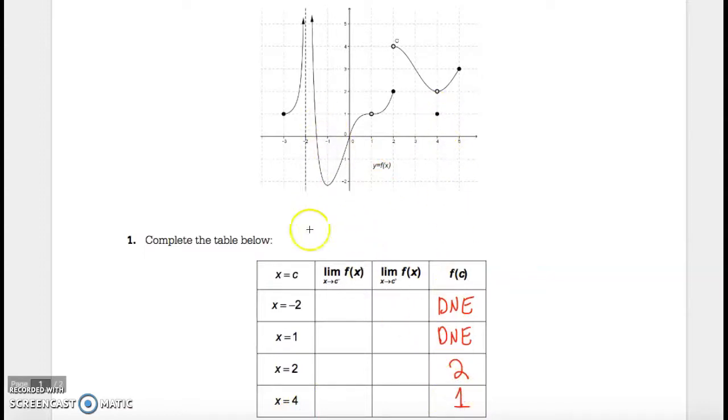All right, now let's look at my left-hand limits and my right-hand limits. Going back to -2, as I approach -2 from the left-hand side and the right-hand side, both go to infinity. As I approach 1 from the left-hand side and the right-hand side, both go to 1. As I approach 2 from the left-hand side, I get 2, but from the right-hand side, I get 4. And then last but not least, as I approach 4 from the left-hand side, I get 2, and from the right-hand side, I get 2.